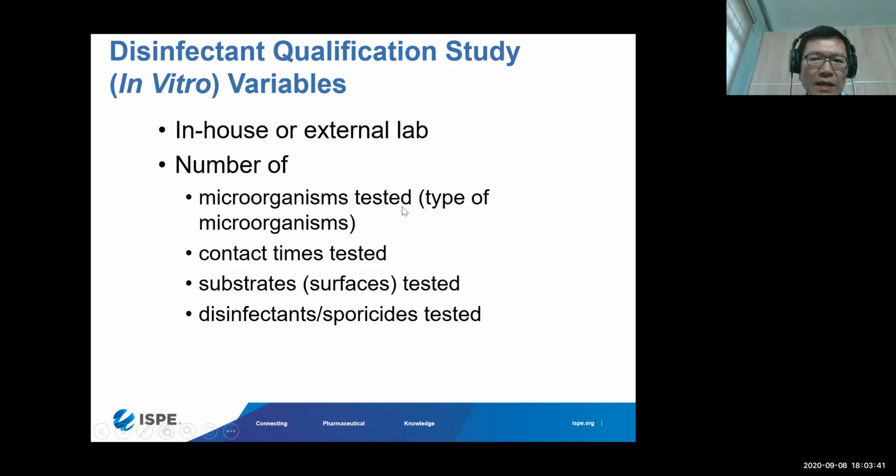So for the efficacy study variables, whether you do it in-house or at an external lab, you need to consider the number of microorganisms tested and the type of the microorganisms. Typically, 6 to 10 microorganisms, including your in-house isolates, are used. Contact time typically is 10 minutes. Substrates, the surfaces tested, include your clean room substrates. And what are the sanitizers, disinfectants, and sporicides to be tested?